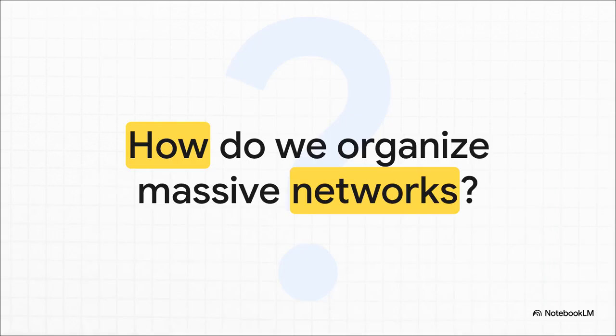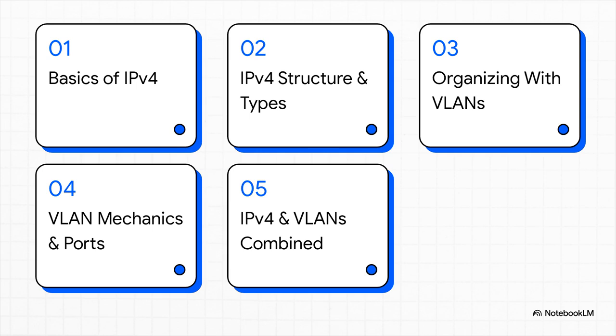If you've ever wondered what actually goes on behind the scenes when you plug in an Ethernet cable or connect to Wi-Fi, you're in exactly the right place. Because IPv4 and VLANing are the absolute foundation of how data moves around our digital world. Here's our roadmap for today. We'll start with the basics of IPv4, look at IPv4 structure and types, and then explore organizing with VLANs. Finally, we'll dive into VLAN mechanics and ports and see IPv4 and VLANs combined.